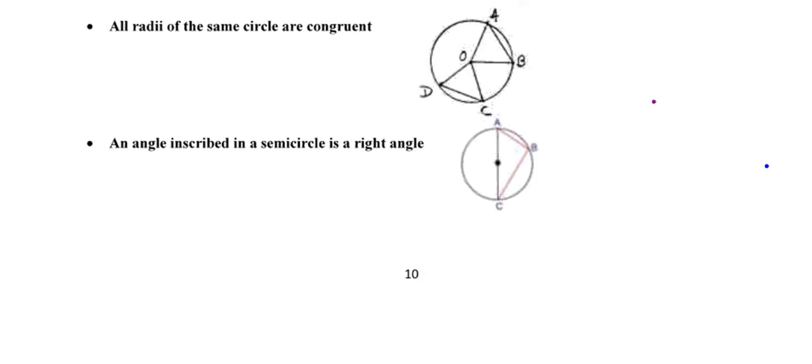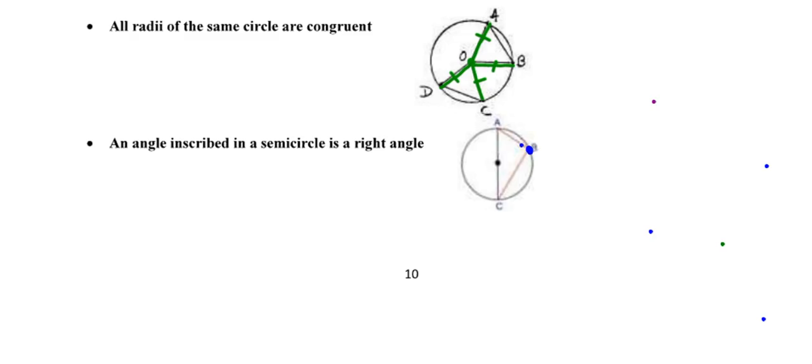The next one: all radii of the same circle are congruent. So what this is saying is that if OA is a radius, and OB is a radius, and OC is a radius, and OD is a radius, all of those radii have to be congruent. And you've seen that. You know that no matter where you draw the radius in the circle, it's always the same. And then the last one, an angle inscribed in a semicircle is a right angle.